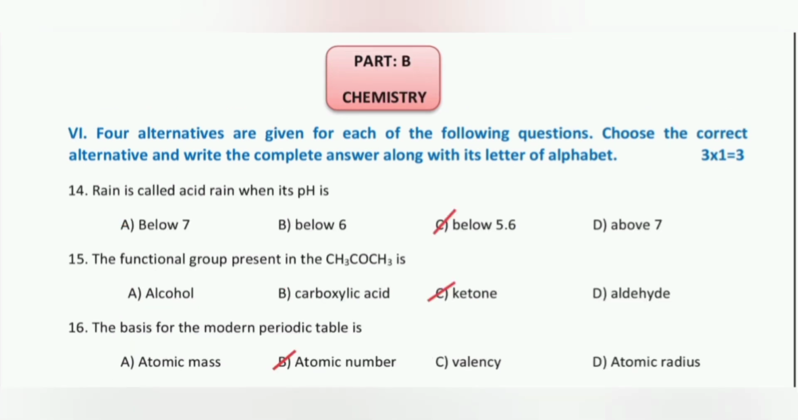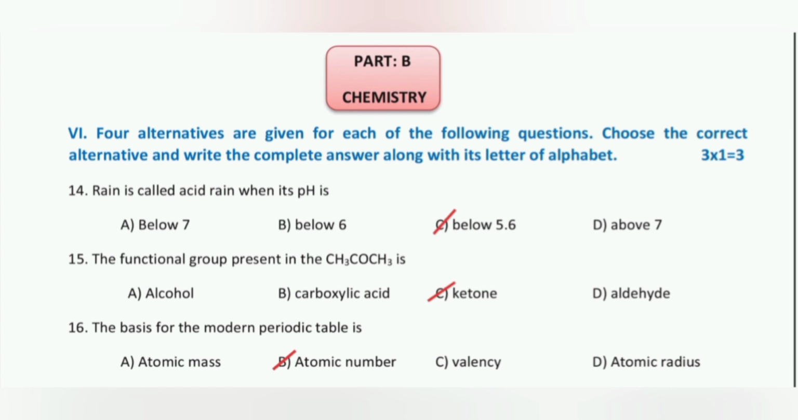Now, moving to part B, chemistry. Rain is called acid rain when its pH is option C, below 5.6. When the pH of the rainwater is below 5.6, we describe that as acid rain.